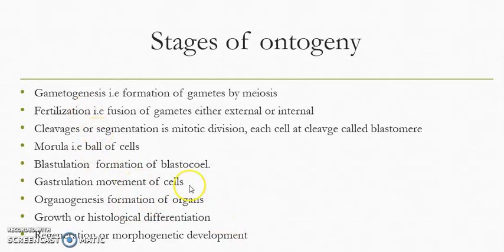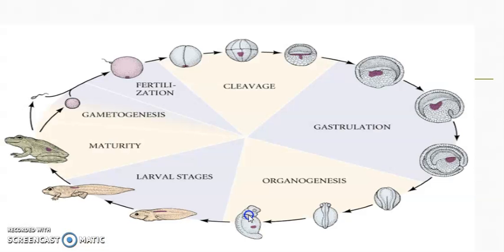Same stages will happen, but not like this: cleavages and gastrulation, morulation, not like this, but a cell develops just like its initial stage. Here I show you different stages of ontogeny. In the case of a frog, this is the mature frog. First, gametogenesis. This is the egg and the sperm. Both are fused to form a zygote. Zygote is diploid. Egg and sperm are haploid.